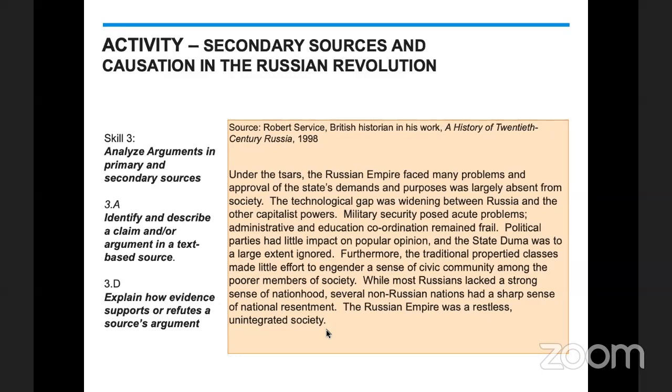All right, so under the czars, the Russian Empire faced many problems, and approval of the state's demands and purposes was largely absent from society. The technological gap was widening between Russia and the other capitalist powers. Military security posed acute problems. Administrative and education coordination remained frail. Political parties had little impact on popular opinion, and the State Duma was to a large extent ignored.